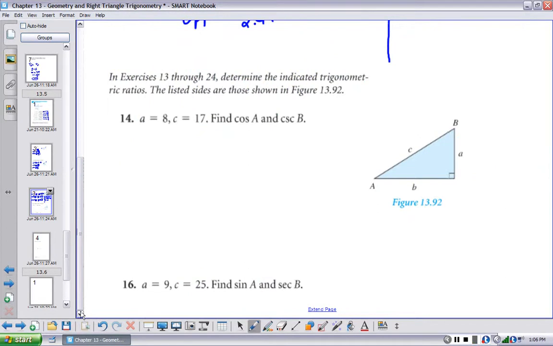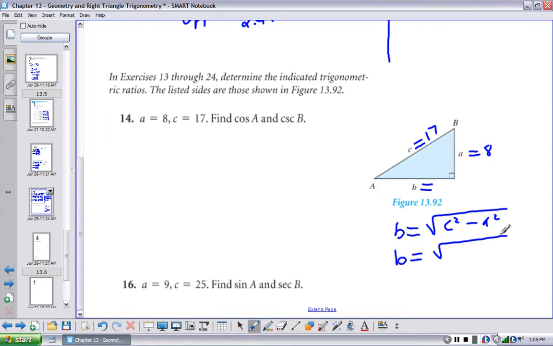Let's look at another problem. Here they say A is 8, C is 17, and from this they want us to find cosine of A and cosecant of B. Well, let's go ahead and find little b. Remember, b is the square root of c squared minus a squared, which is 17 squared minus 8 squared. So b is going to be 15.